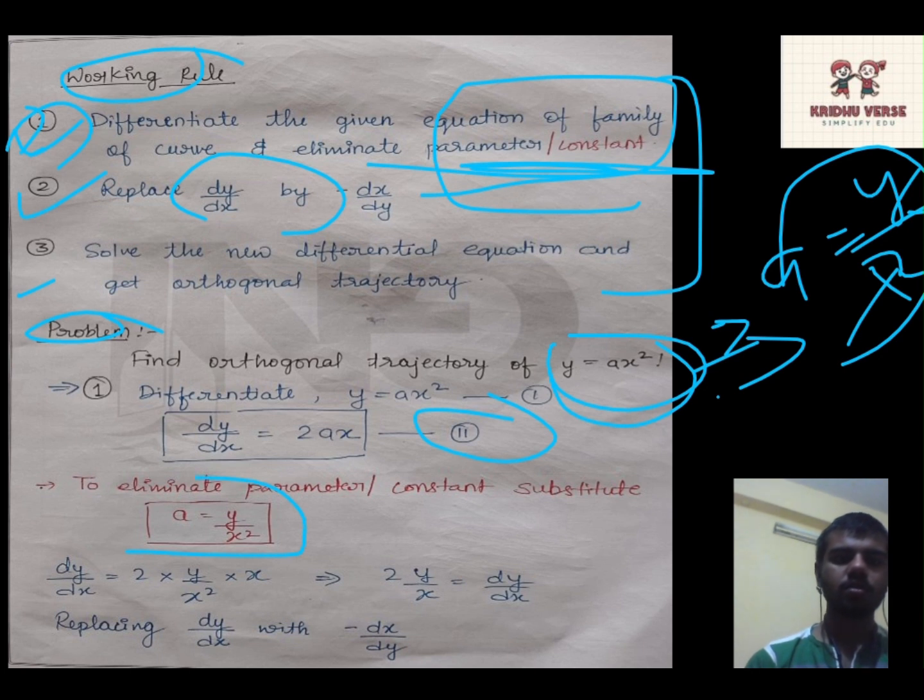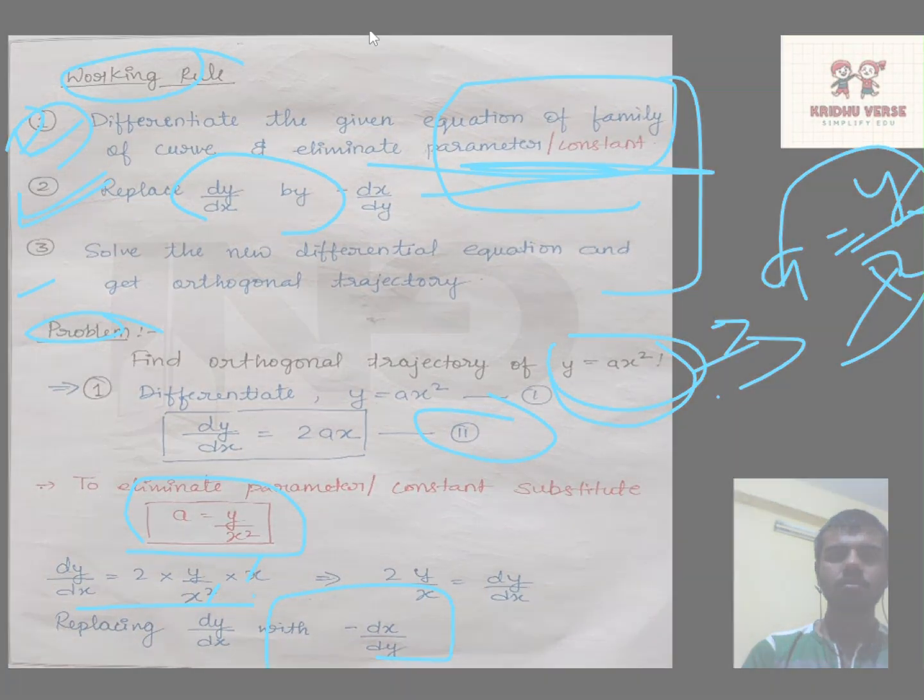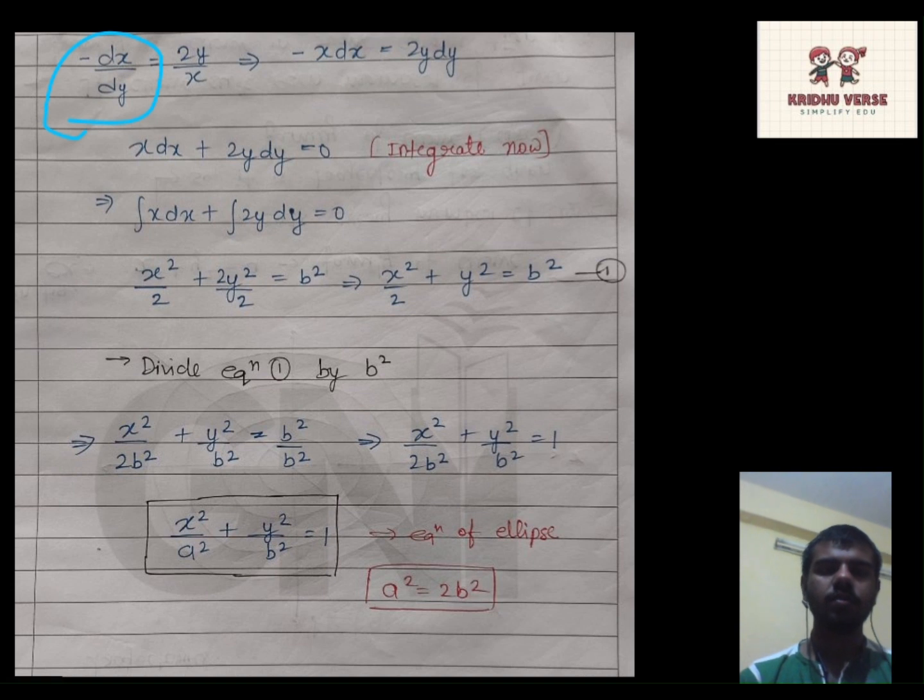Next, we substitute that a value in equation number two. After substituting, what do we get? dy over dx equal to 2 into y over x square into x. Here this x and this x square will get cut. So we get 2y over x equal to dy over dx. Now as per our second step, we replace dy over dx with minus dx over dy. That is equal to 2y over x.